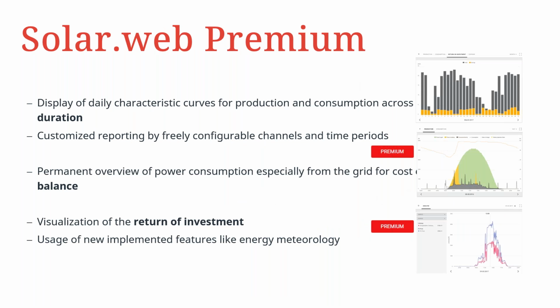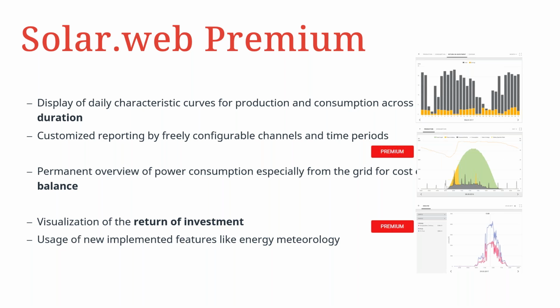With SolarWeb Premium, as mentioned, you get a full display of daily characteristic curves of production and consumption across the duration. So you can backdate your data. Let's say you want to view data from 2 years ago, you're able to do so. This also allows you to do customized reporting for different time periods, as well as different configurable channels. With SolarWeb Premium, you can add, let's say, the current of MPPT1, as well as your AC voltages. You can pull detailed reports directly from SolarWeb Premium to then export to your client, if need be.